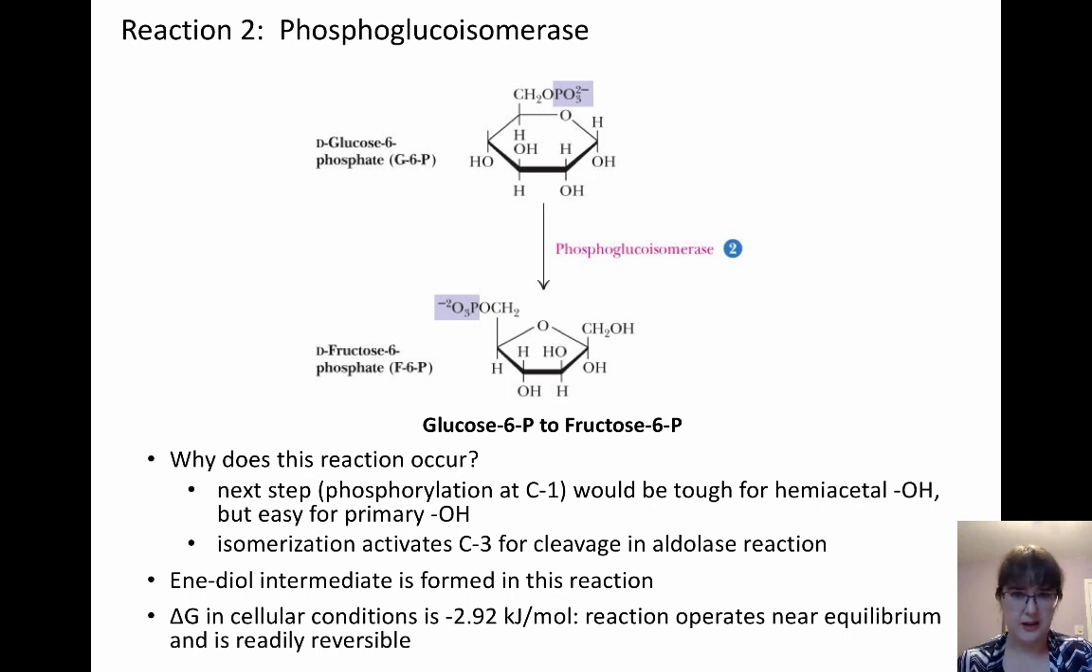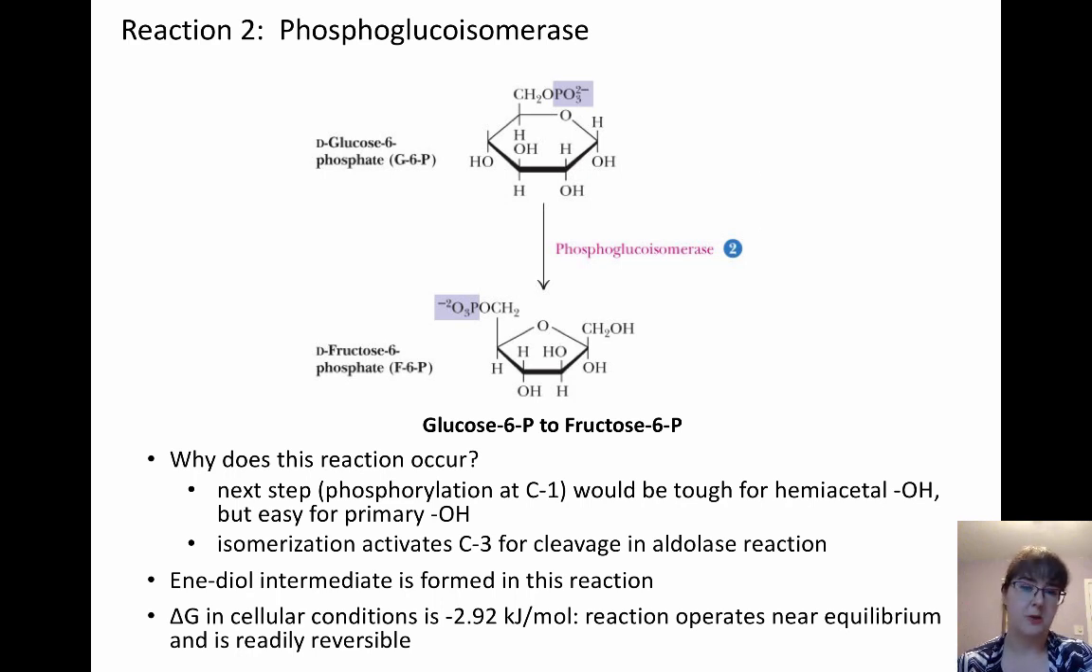So what we're doing here is we're having a phosphoglucoisomerase, which is going to transfer this from glucose 6-phosphate to fructose 6-phosphate. Why on earth are we doing this? What this is going to help with is that the next step, which is going to be phosphorylating at the C1 position, would have actually been really difficult on glucose for that hemiacetal. But it's a lot easier for a primary hydroxyl group. So getting this next step, our third reaction, to go is going to be a lot better for fructose 6-phosphate than it is for glucose 6-phosphate.